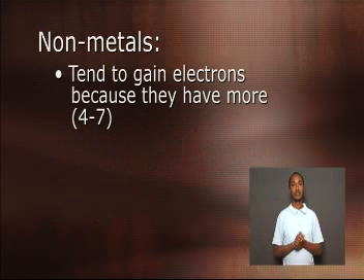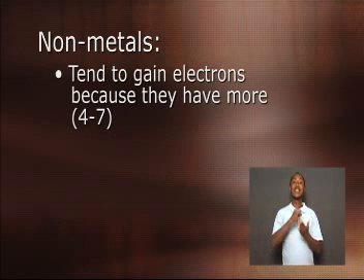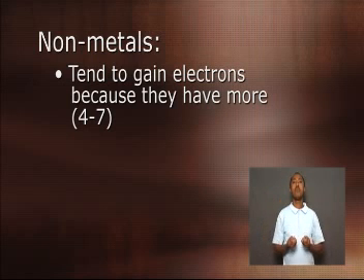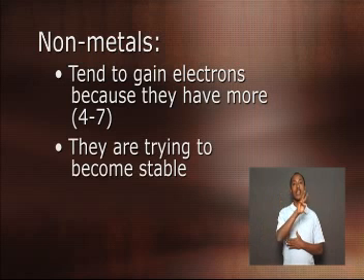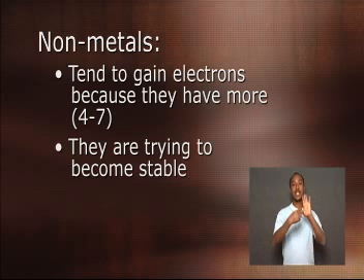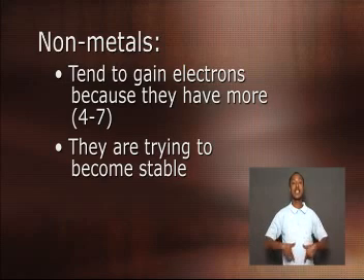Nonmetals tend to gain electrons. This is because they have more, generally between 4 and 7, and they are trying to become stable octets. This means that they are trying to gain electrons until they have 8 valence electrons, so they can achieve the stability of noble gases. If you answered correctly, well done.